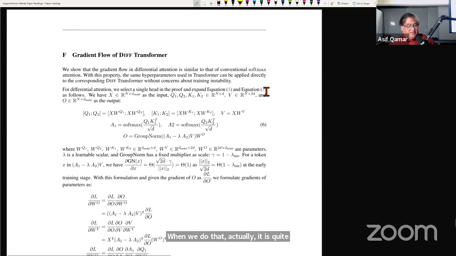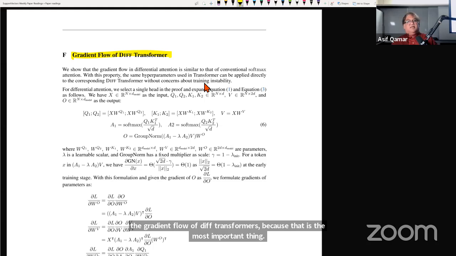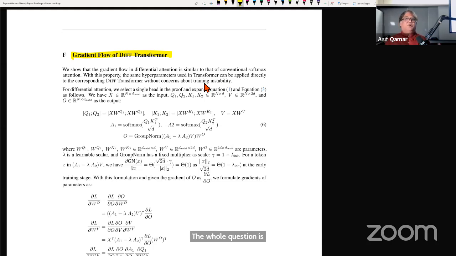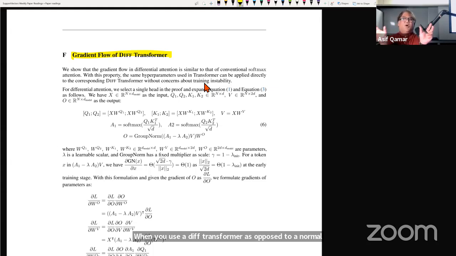So in the appendix, the last appendix that you see, the gradient flow of Diff Transformers, because that is the most important thing. The whole question is, how is it that when you use a Diff Transformer as opposed to a normal attention, by using two different softmaxes, it is able to somehow do noise filtration? That's the main question, right? The fact that it does it is very good, but how does it all work? That's the question. So let's look at that a little bit carefully.